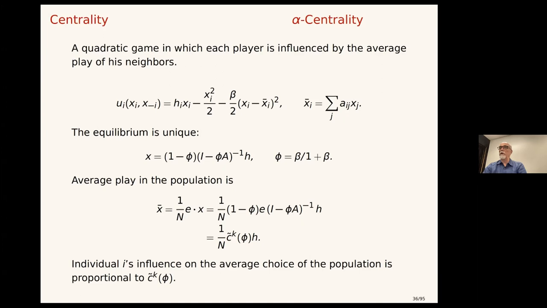Okay, so how does this game actually work? Forget all of this stuff for a moment, and just look at this right here: h_i times x_i minus x_i squared divided by 2. I'm going to call this the private component of your utility. If you were alone on a desert island, you would maximize the private component of your utility, h_i x_i minus x_i squared over 2. I'm sure that most of you have already done the first order calculation and realized that the solution is that you choose x_i equal to h_i. So h_i is what you would choose if you were left on your own.